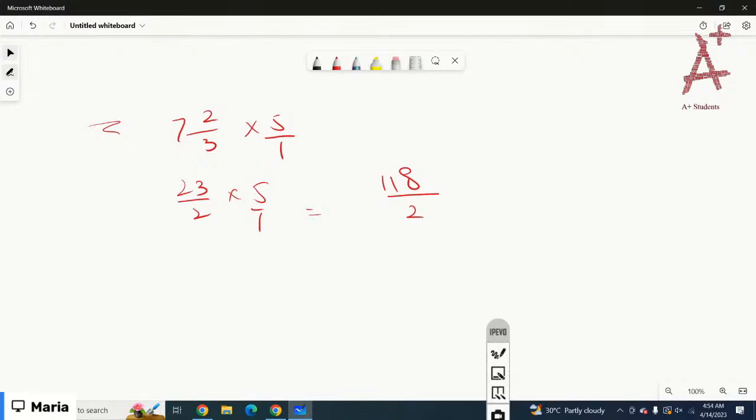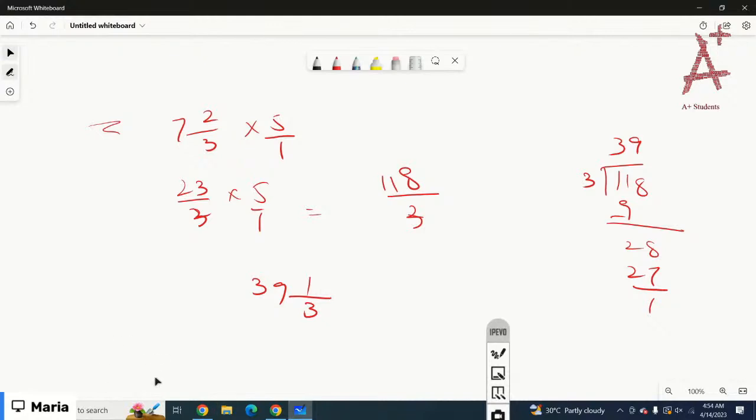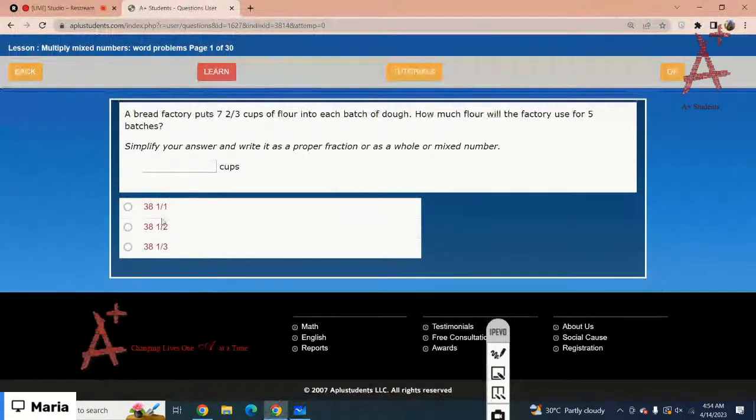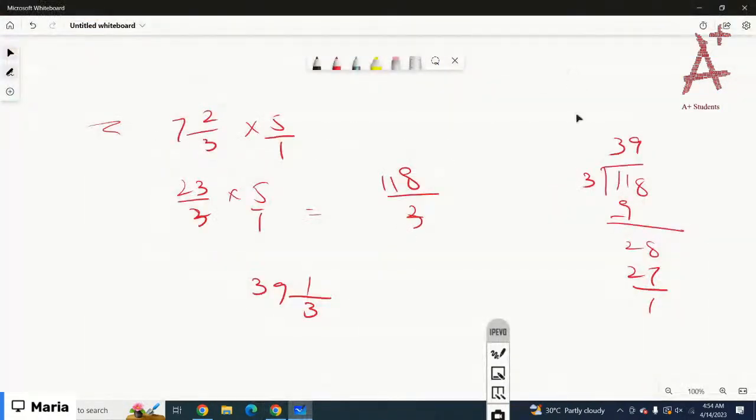So it would be 118 over 3. Got it? So just divide 3 times 3 is 9 and 3 times 9 is 27. So here you have 1. So the answer is 39 whole 1 over 3. Got it? So the correct option is 39 whole 1 over 3. 38 whole 1 over 3.